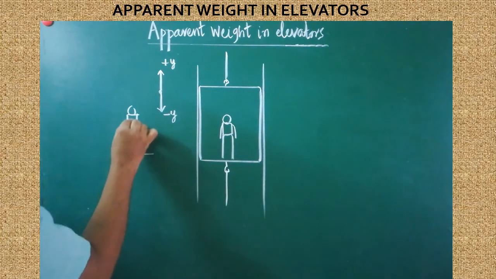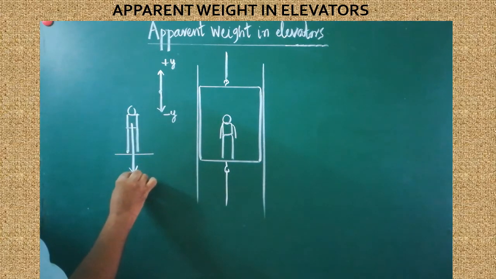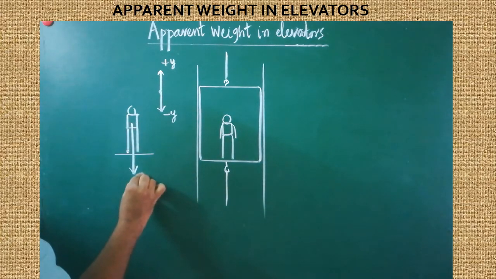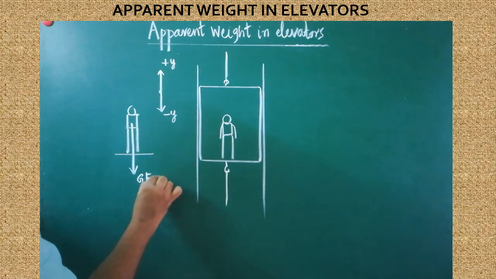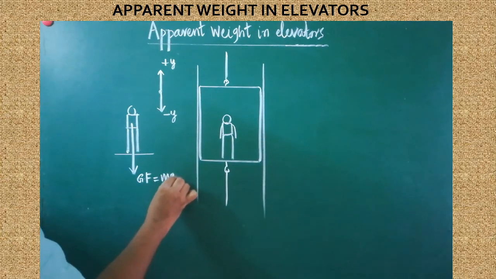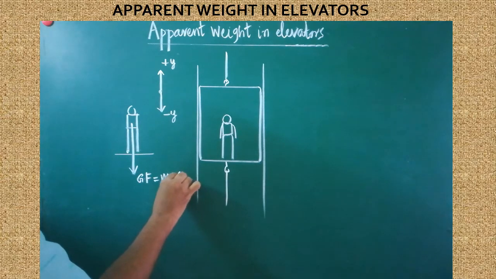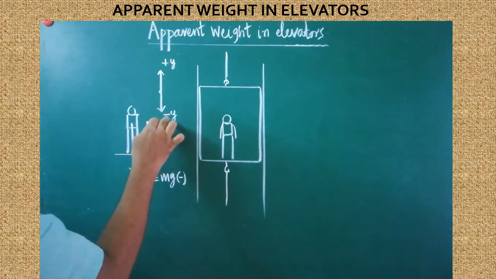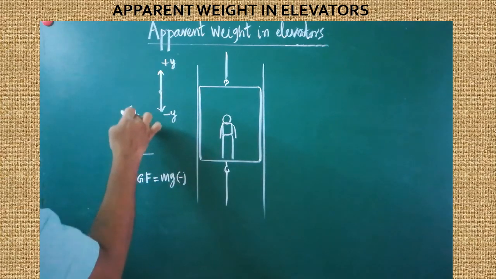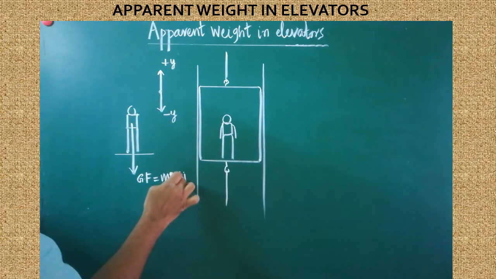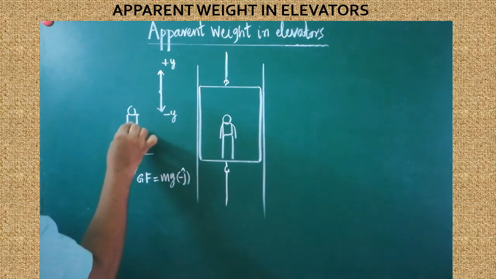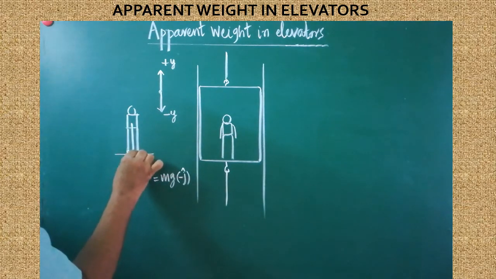So on this person, two forces are acting. One is the downward gravitational force. The downward gravitational force can be written as Fg. Are you clear? This is equal to mg. Since it is acting in the downward direction, we can write it as minus j. The orthogonal unit vector to represent the negative y direction is which one? Minus j cap.